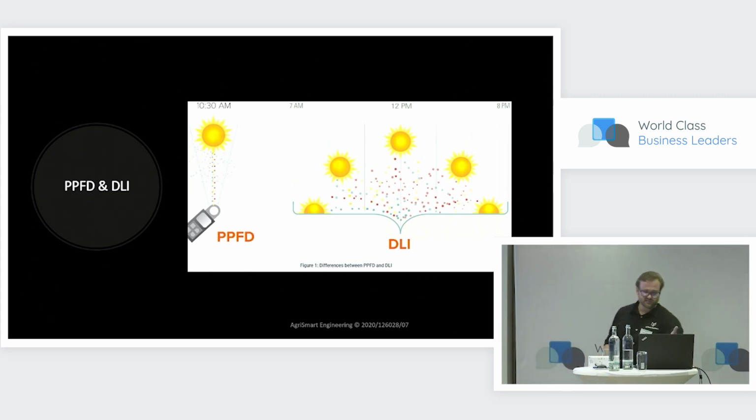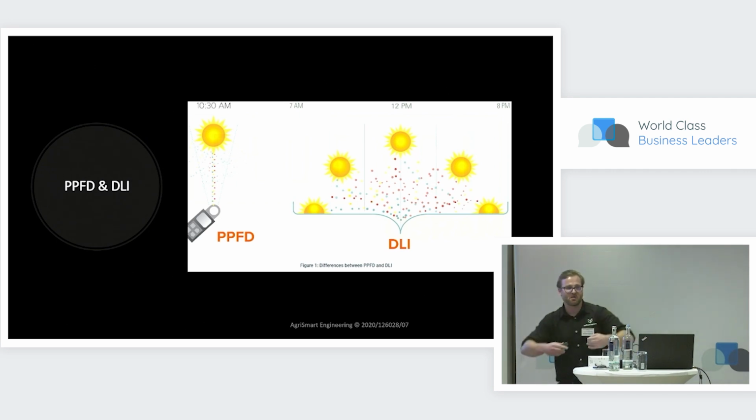So you will see this PPFD. Imagine I was carrying a bucket and I'm trying to catch these light particles as they're falling from the sky. And essentially the amount of particles I catch correlates to my instantaneous flux or light intensity. The DLI is the summation of the light intensity over the day length of that specific photoperiod.